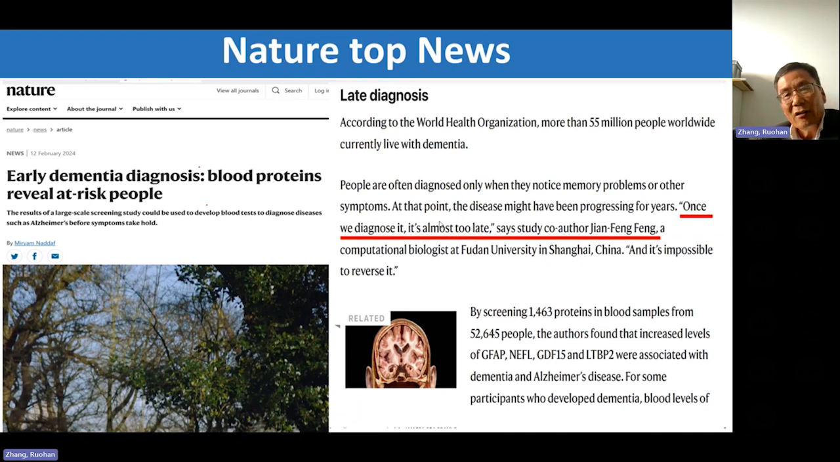But that's what I told them. If we diagnose it, normally it's too late. And now we have a few drugs available at the moment. So I really hope the proteomic side can help people. They can use the drug a bit earlier, and that might help them. That's one of the reasons why we are doing it.